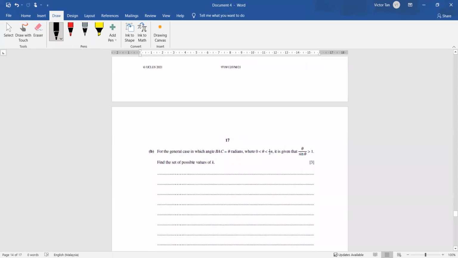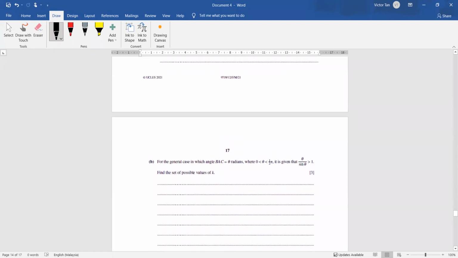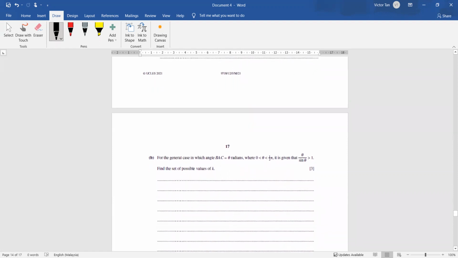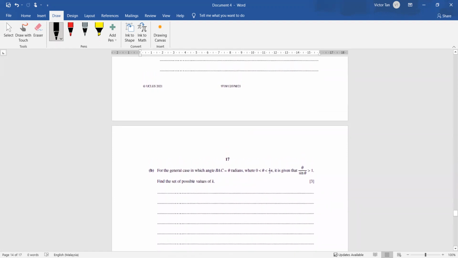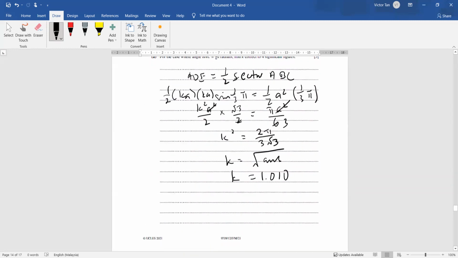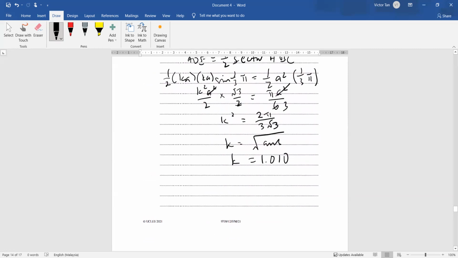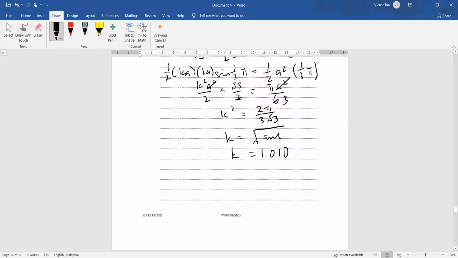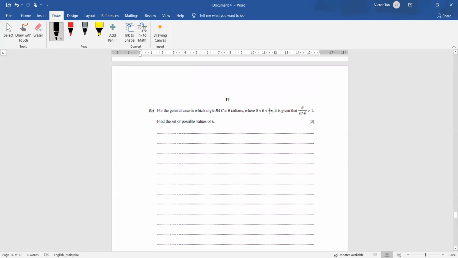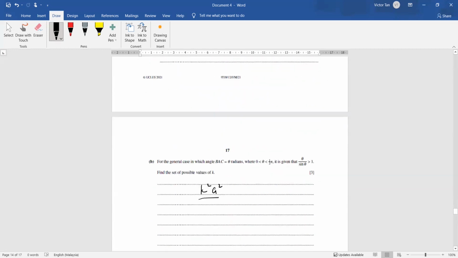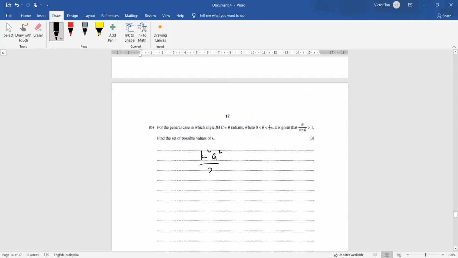For the general case in which BAC equals theta radians, it is given that theta or sine theta is more than a given value, find the set of possible values of K. Okay, continuing from the previous question, K square A square over 2 times sine theta.